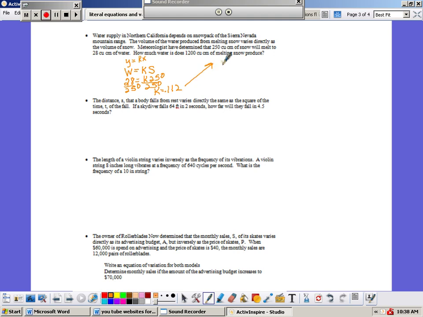I'm going to come up here and rewrite this equation with the W, with the 0.112, and the S. Now I'm going to use the last sentence to figure out the answer to my question. How much water is 0.112 times 1200 centimeters of melting snow? So 0.112 times 1200. The water would be 134.4 cubic inches, I mean centimeters.